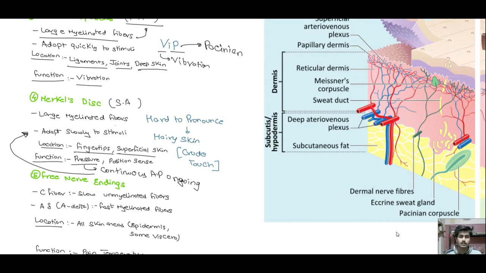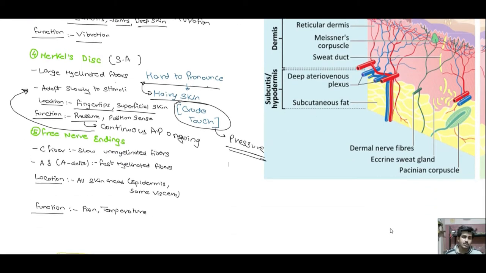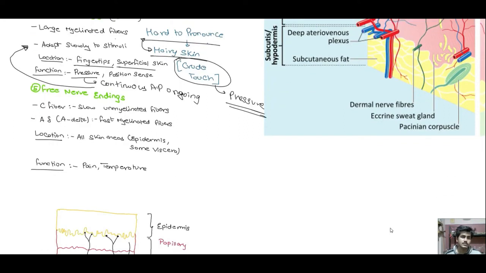So an easy way to remember the function of the Merkel's disc is that we can say that Merkel is hard to pronounce, and so is the hairy skin, the H for H, and like this we have its function for the crude touch, that is the pressure. We can relate it and study it by that way. Then we have the free nerve endings.